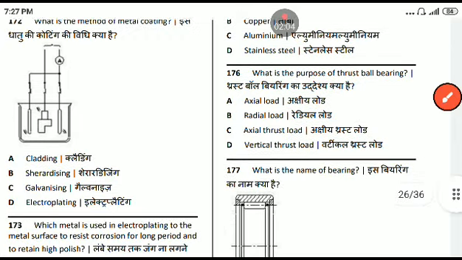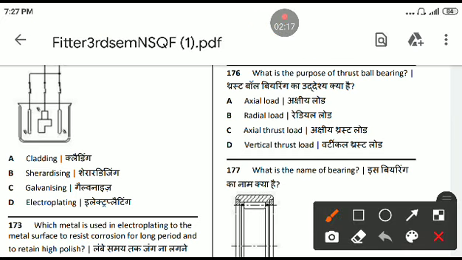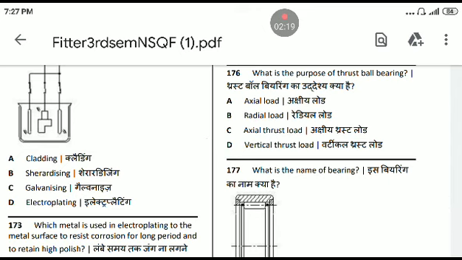What is the purpose of thrust ball bearing? Option A axial load, option B radial load, option C axial thrust load, option D vertical thrust load. Option D will be the correct answer.